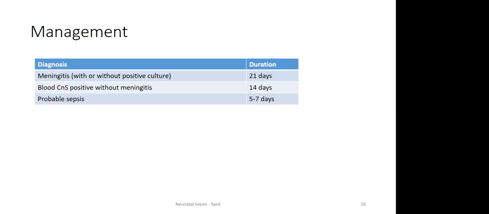So how long? It depends. If you think this is meningitis, you need to do an LP, and then based on that you decide. But usually in infants, meningitis is 21 days. If blood culture positive without meningitis, it is 14 days, especially if this is gram negative, because gram negative organisms tend to invade your brain. They tend to cause meningitis rather than gram positive. And if this is probable sepsis, which means you don't have a confirmatory positive culture from your LP or from your blood, then you treat for 5 to 7 days.